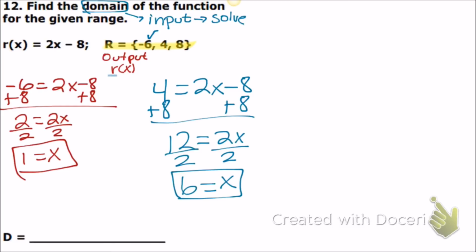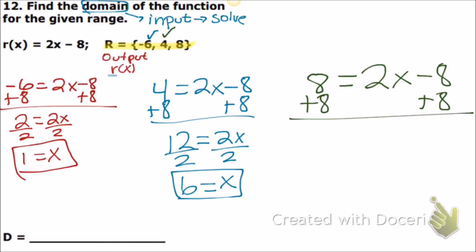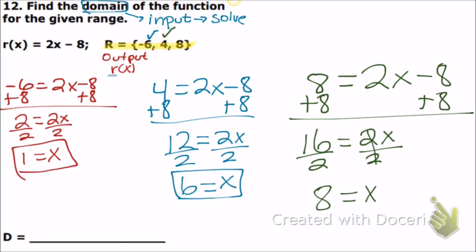Okay. Now the last one, we're done with 4, so we need 8. 8 is equal to x minus 8. So we're going to add 8 on both sides. We get 16 equal to x. The last thing to do is to divide. So 8 is equal to x. Alright, we have our 3 x values and we're finished. So now let's write our domain from least to greatest. 1, 6, 8.